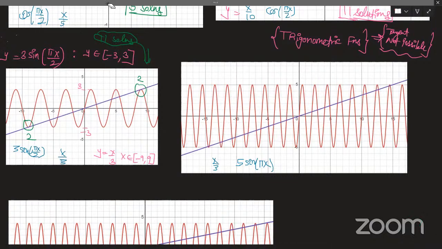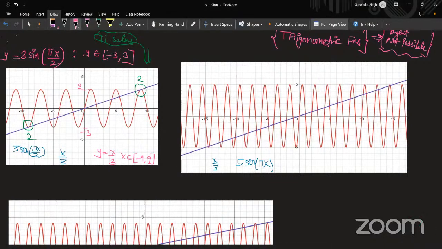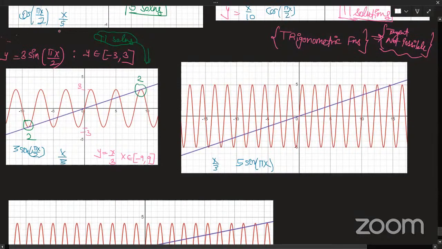So see, this is 5 times sine of pi x. 5 times sine of pi x है. So it is going up, like ऊपर जा रहा है 0 से, नीचे आएगा at 1. Similarly, this second will be 2. This will be 3. This will be 4. Sorry, it will be 2. This will be 4. This will be 6.